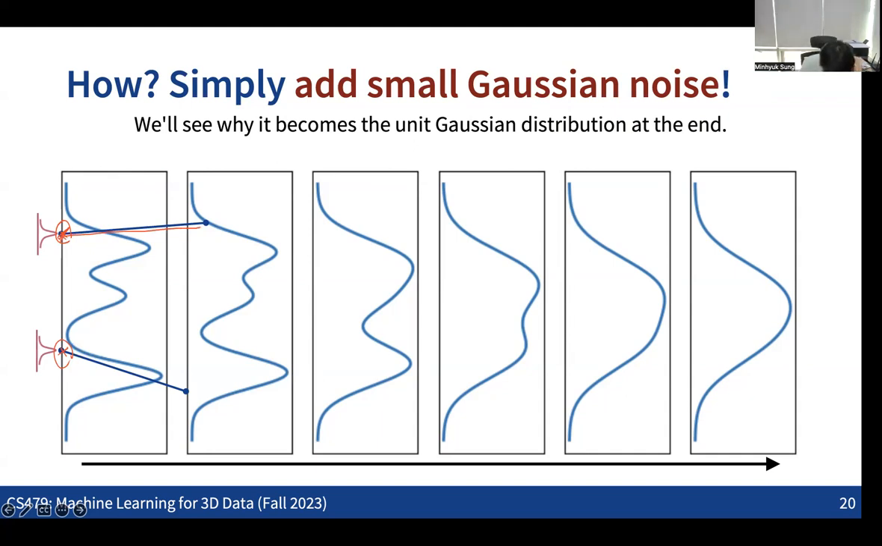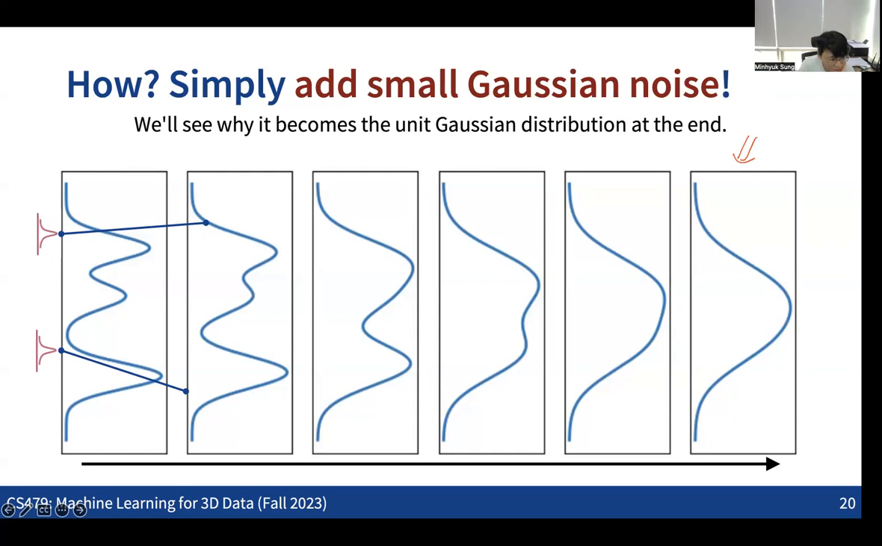So we are getting this kind of transformation. And if we repeat this process, then at the end of the day, we are going to get the unit Gaussian. And we're going to see why it works.